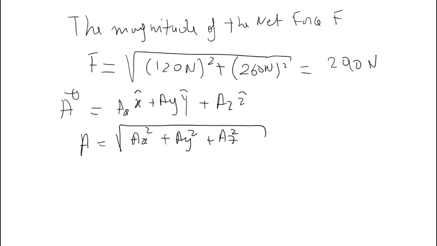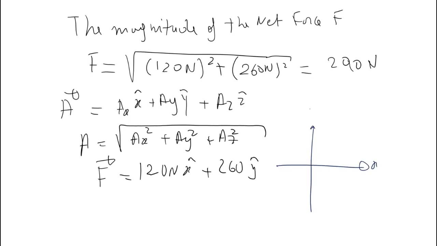To find the direction of vector F, you make a reference and identify the coordinates of the force. Now remember the force F, it was 120 newtons in X direction plus 260 in Y direction. To represent this in reference X and Y axes, this is X and this is your Y axis. X axis is positive, 120, let's say, is in X. This is 120 newtons, and this is, for example, 260 newtons. Now your vector F will be in the first quadrant.